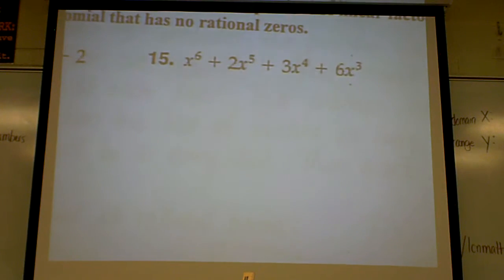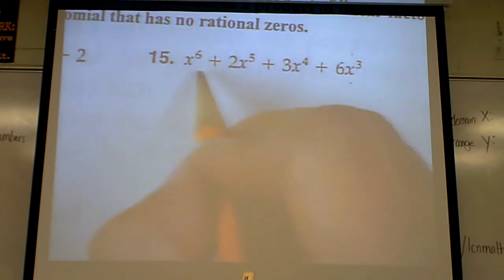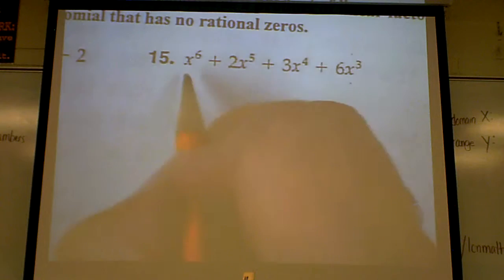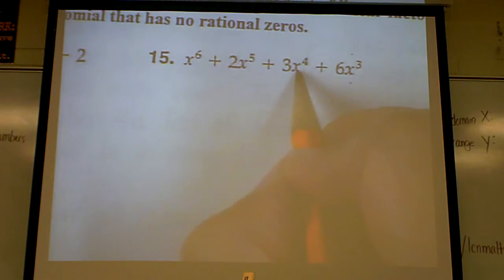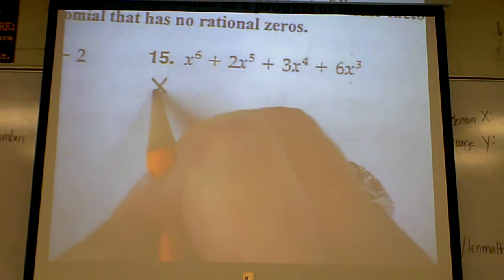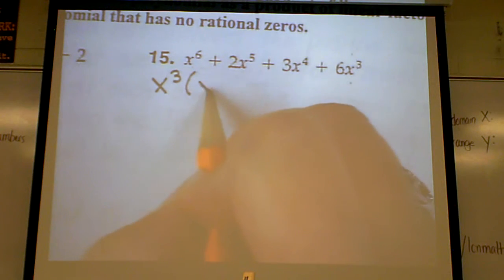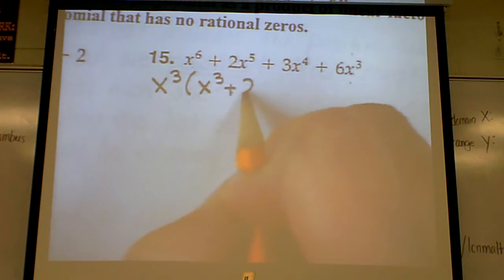Look at this problem for a second. What's our constant? Is it 0? No, it's not. It's not going to be 0. You always need a constant here, so you have to pull out the common factor. We have x to the 3rd common here. You guys remember this? Yeah.